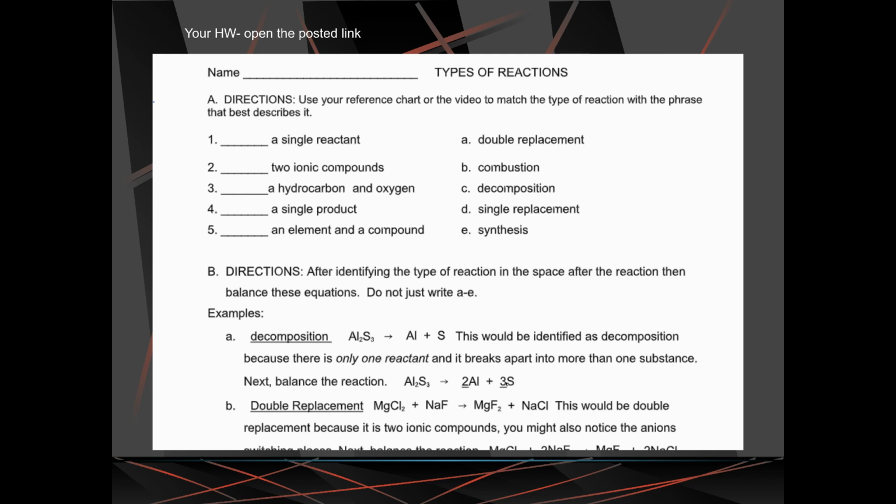These balancing should be really easy, really quick for you. The key is to predict the correct products. Compound plus a compound and they switch places is double replacement.